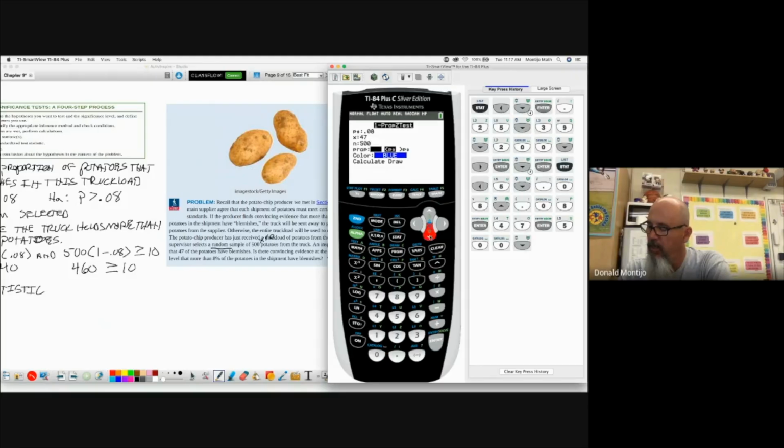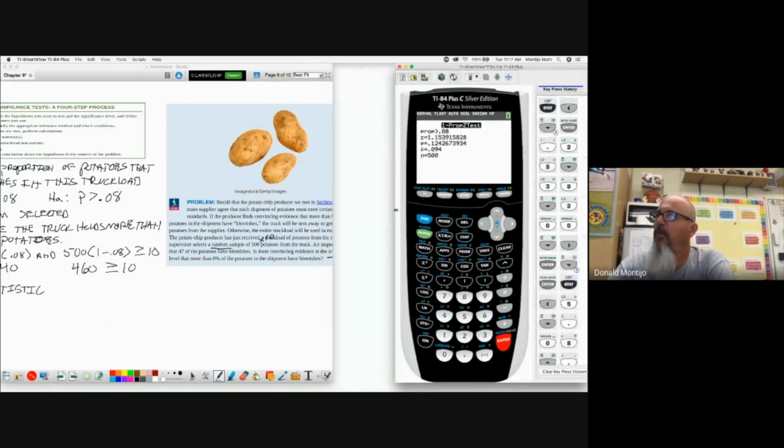What is the alternative we're looking for? The alternative is greater than. And then let's let the calculator do the work for us. Calculate. We got a z of 1.15 and a p-value of 0.1243.